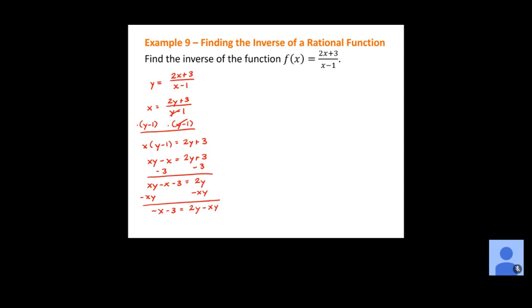Now we can factor out the y. Good. So that's why we get all the y terms to one side, is now we have a common factor of y, and we can bring it out. So this leaves us with negative x minus 3 equals y times, if I factor out a y over here, what's going to be left? 2 minus x. Good. We have the 2 and then a negative x.